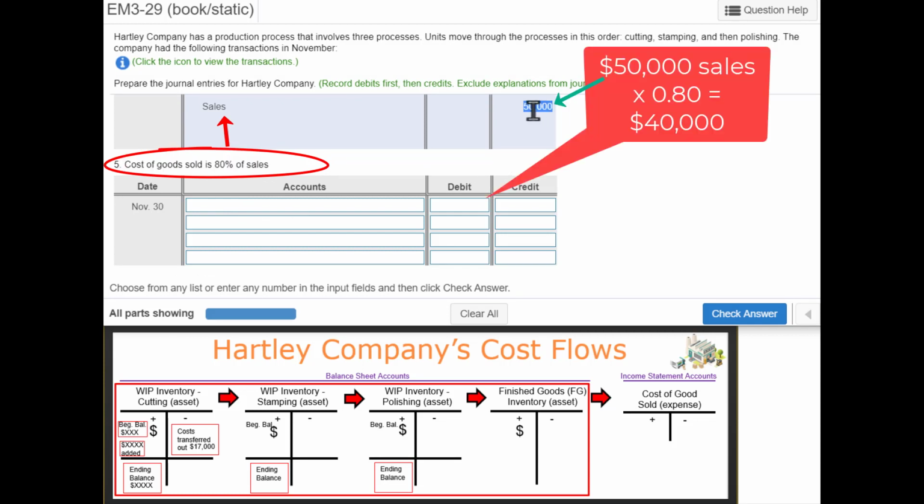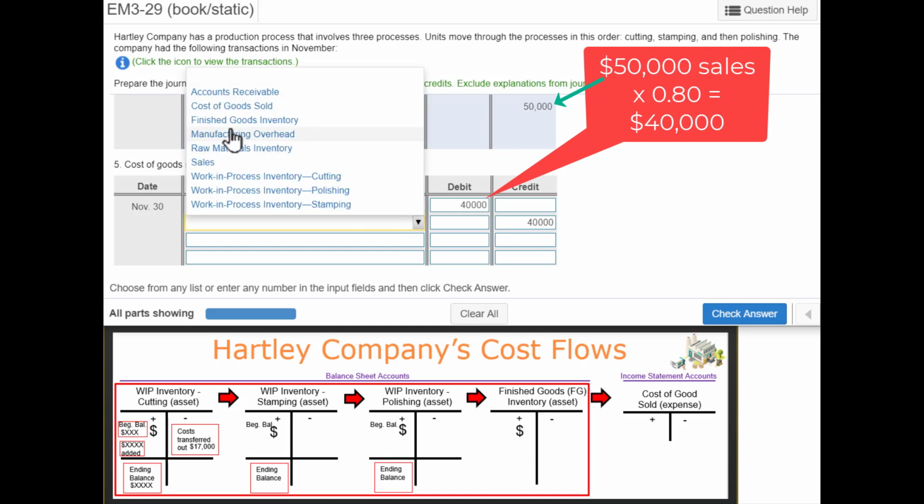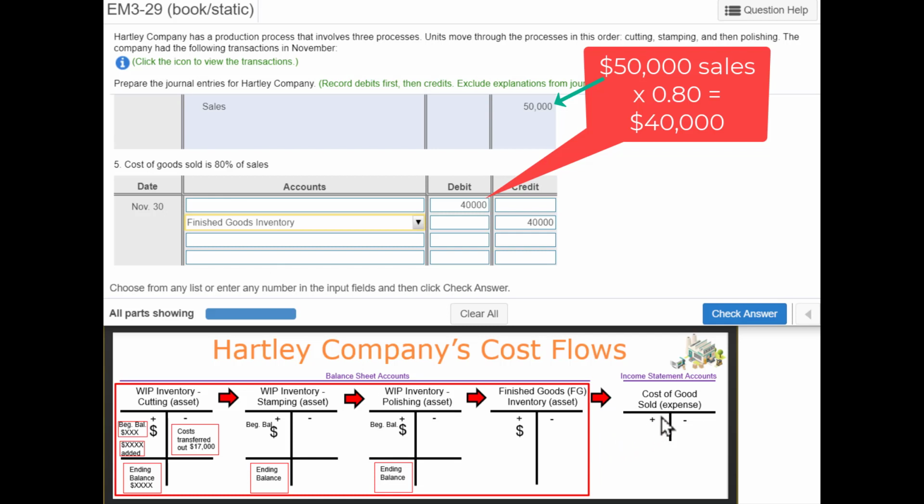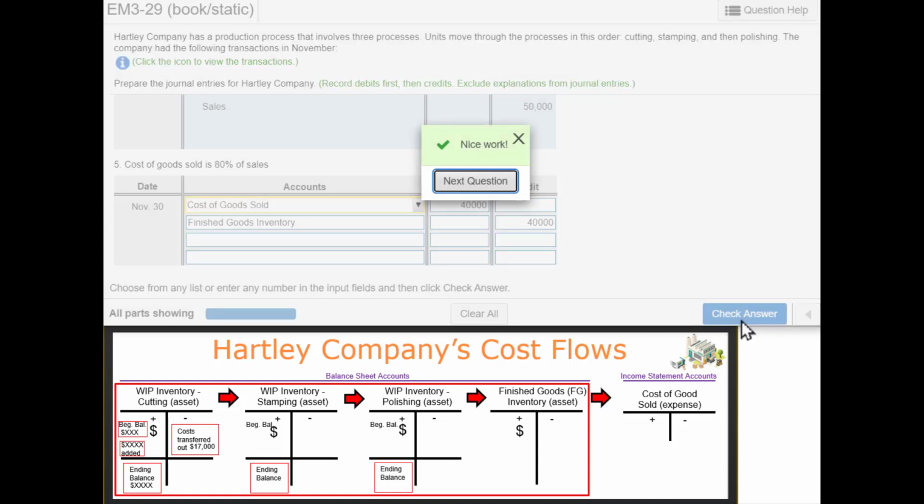And then finally, cost of goods sold is 80% of sales. So you just take 50,000 times 0.8, which gives us 40,000. Okay, and so what's going on is the goods are leaving finished goods. So finished goods has to be credited. Finished goods inventory is lowering, and where do they go to? They go to cost of goods sold on the income statement. So COGS is increasing. And that's it.